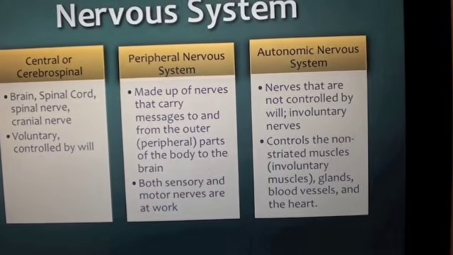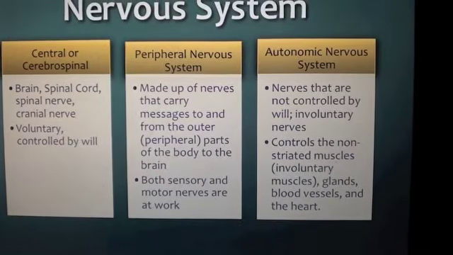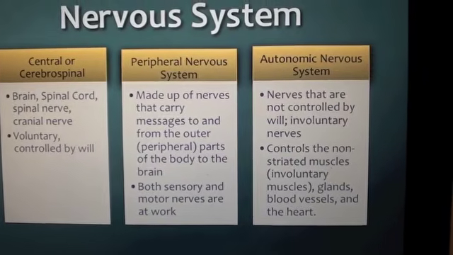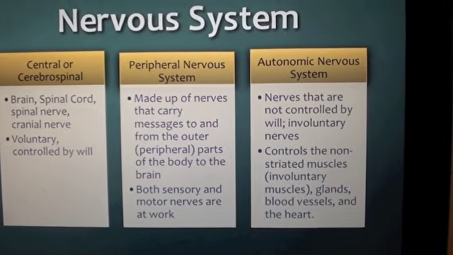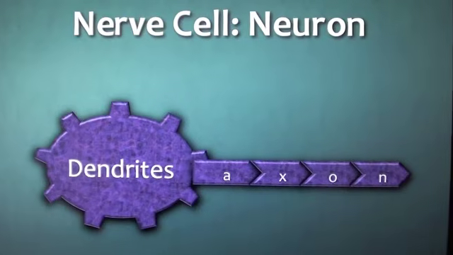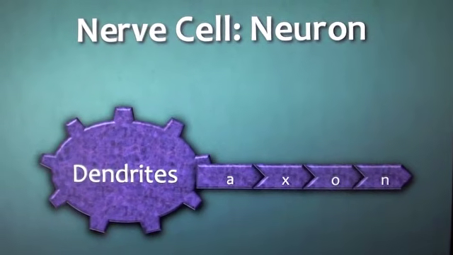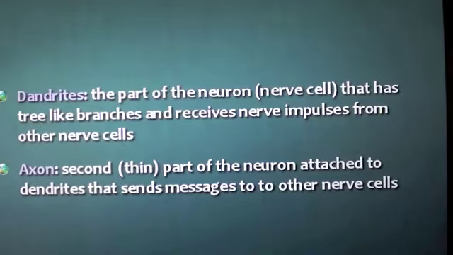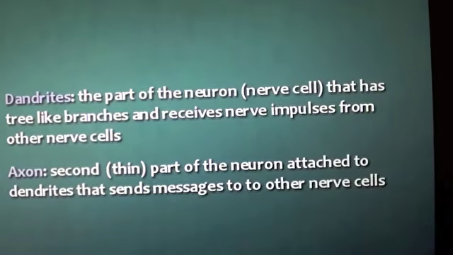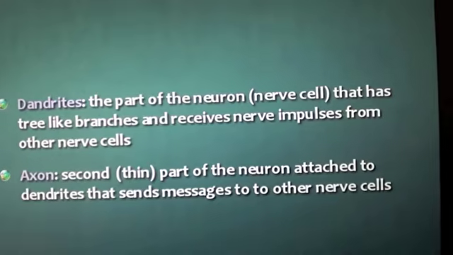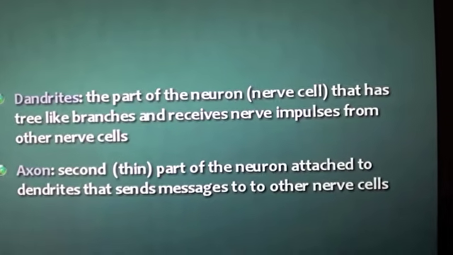Both sensory and motor nerves are at work. Autonomic nervous system, nerves that are not controlled by will, involuntary nerves. Autonomic nervous system controls the non-striated muscles, which are smooth muscles, involuntary muscles, glands, blood vessels, and the heart. Nerve cell, also called neuron, is made of dendrites and axon. Dendrites, the part of the neuron nerve cell that has tree-like branches and receives nerve impulses from other nerve cells. Axon, second thin part of the neuron attached to dendrites that sends messages to other nerve cells.